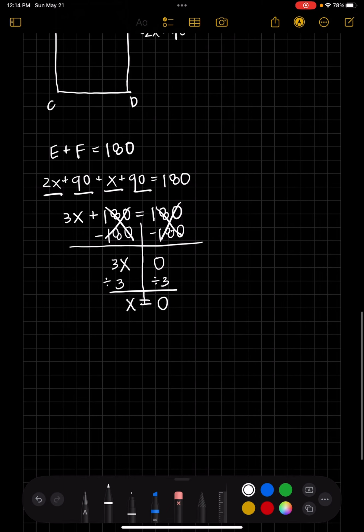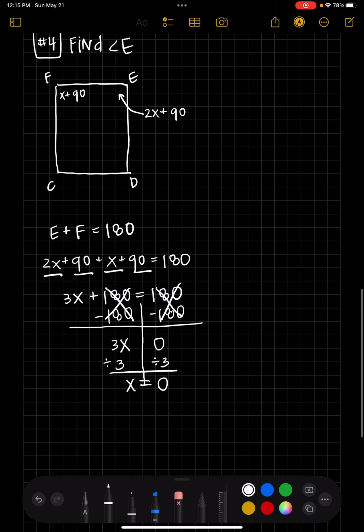And now that I know that x is equal to 0, that's not my answer, but I do want to figure out what angle E is. I know that angle E is 2x plus 90, but now I'm going to replace the x with what I know it is, which is 0. So it's going to be 2 times 0 plus 90, which ends up giving me 90. So I know angle E is 90. And there's my answer. And this is how we deal with angle and line properties of parallelograms.